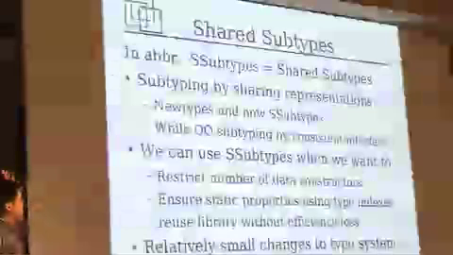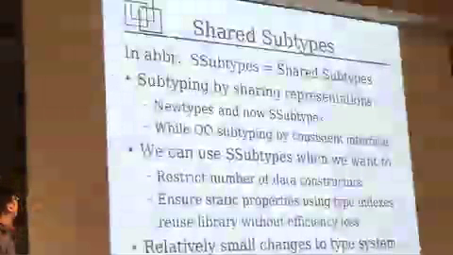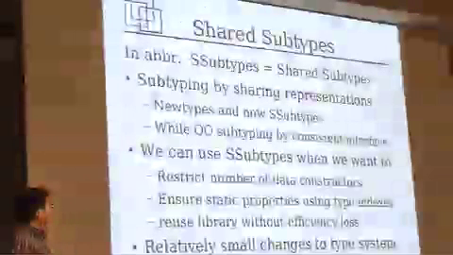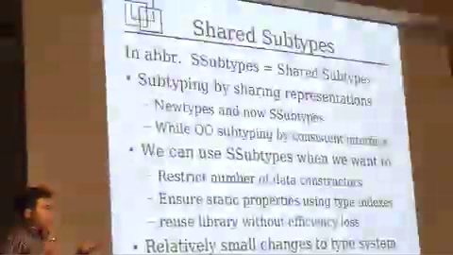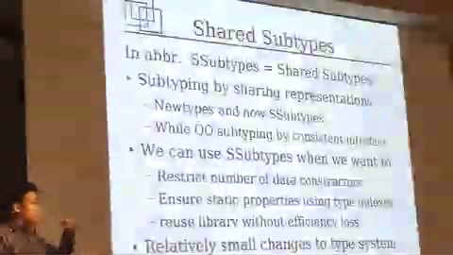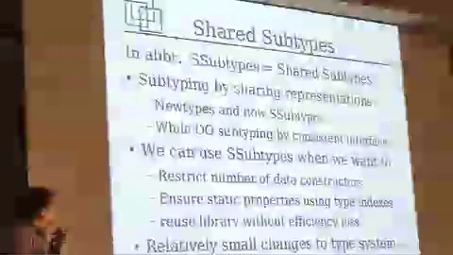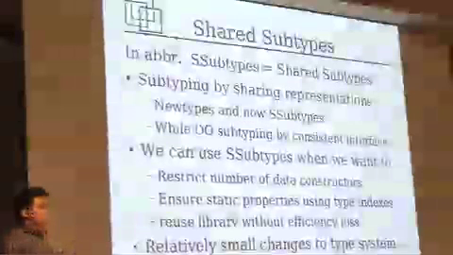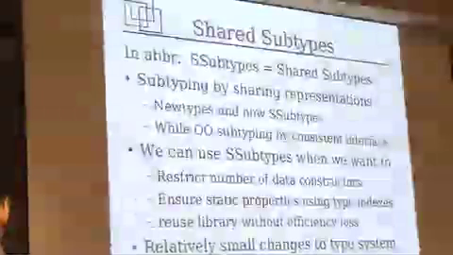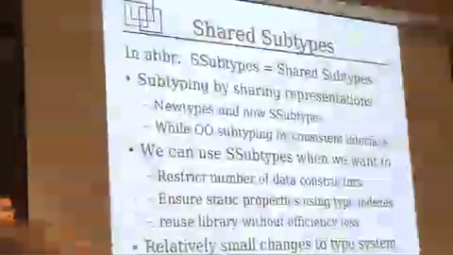So this is what shared subtype is about, and we can use this shared subtype when we want to make a subset, either by restricting the number of data constructors or by ensuring static properties using type indexes. This is mainly related to GADTs. And we don't want to suffer efficiency loss.